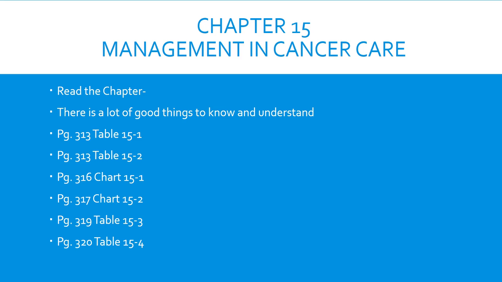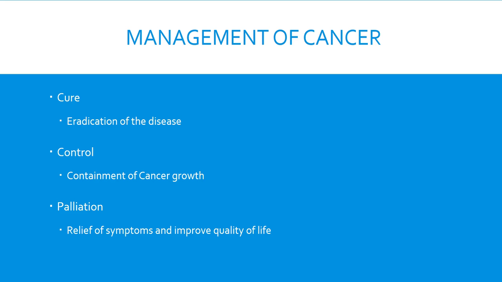So for chapter 15, I mentioned, I think it's a very good chapter to look for as far as nursing interventions and things you can actually do and rationales. Here specifically are the tables, but again, I would probably just read the whole chapter and really understand it. Management of cancer is to either find a cure, which is eradication of the disease, or control it, which is containment of cancer growth, or palliation, which is the relief of symptoms and improved quality of life. So either you cure it, you control it, or you call hospice.